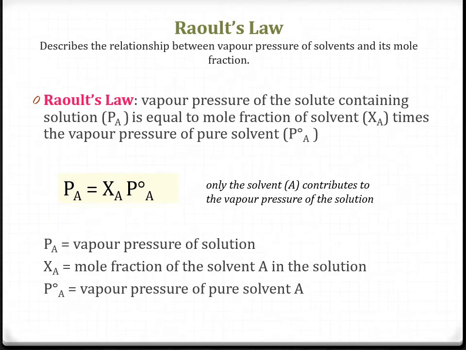According to Raoult's law, the vapor pressure of the solute-containing solution is equal to the mole fraction of solvent times the vapor pressure of pure solvent. So you will have this equation whereby the partial pressure of A is equal to the mole fraction of solvent A times the vapor pressure of pure solvent A. Only the solvent A contributes to the vapor pressure of the solution.